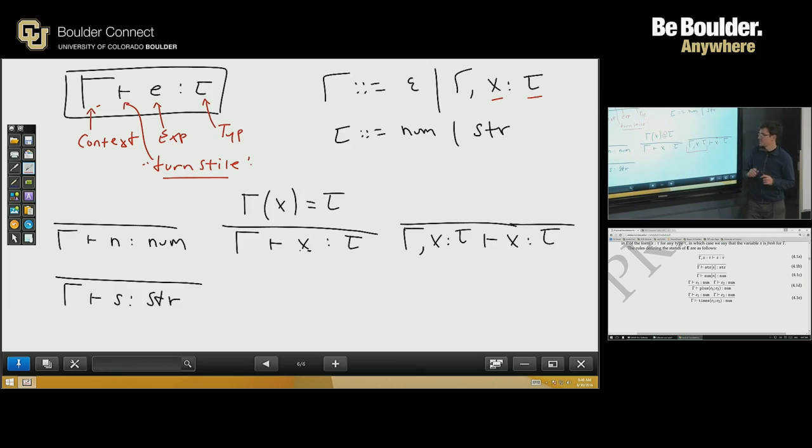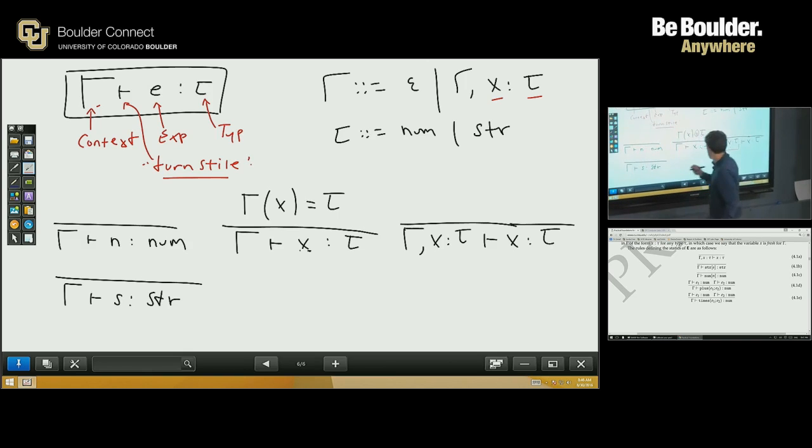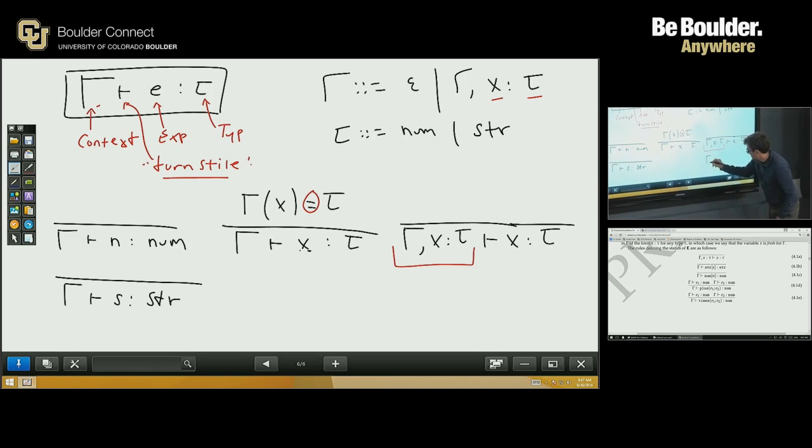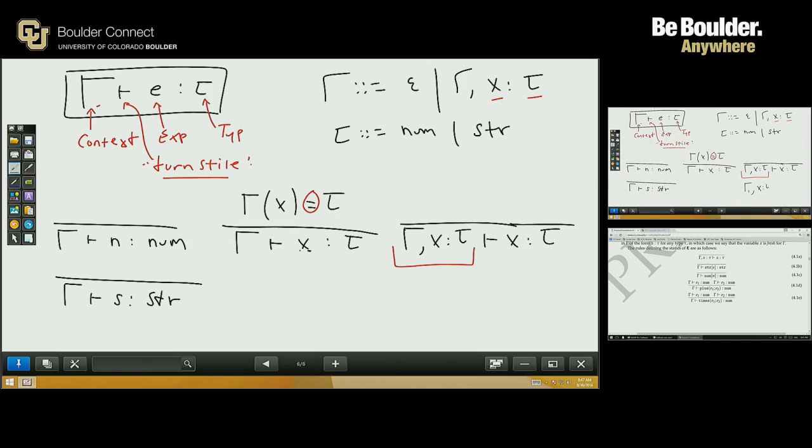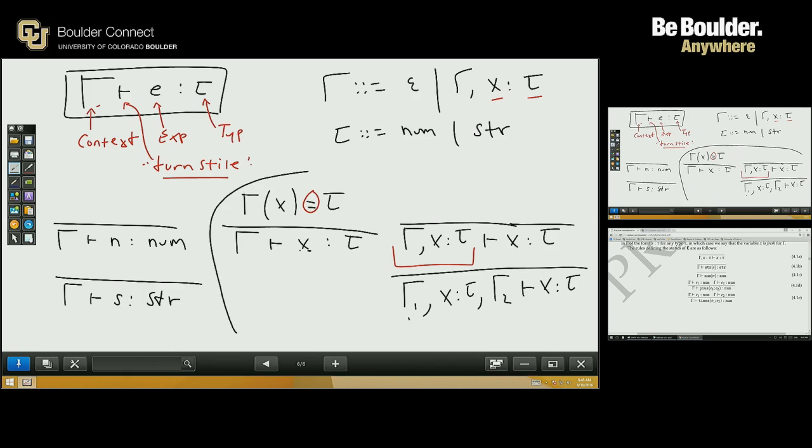Another way of writing this, if you want to be even more careful, is sometimes people will say gamma 1, x : tau, gamma 2, x is type tau. So I'm writing the same rule 3 different ways, and they're all saying the same thing. Now I'm being even more pedantic and saying the variable could be anywhere inside of this context. There could be context ahead of it, context after it, and the variable could be anywhere. But in this case, all these things mean the same thing.